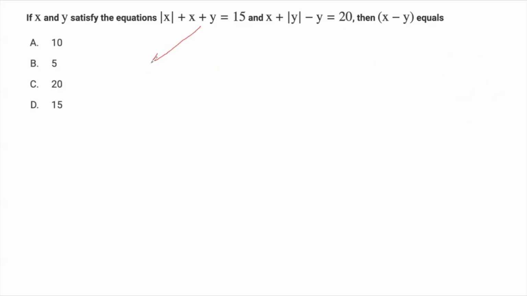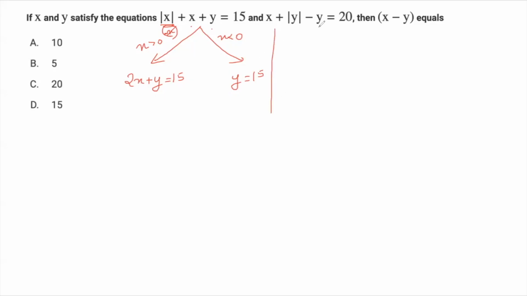We focus on the first equation right now. It says |x| + y is 15. So we take two possibilities here: when x is greater than 0 and when x is less than 0. If x is greater than 0, |x| will be equal to x only. So the equation will become x + x + y is 15, or 2x + y is equal to 15. Whereas if x was less than 0, |x| would be equal to minus of x. So minus of x plus x would cancel out and simply give you y is equal to 15. So the first equation gives you two possibilities: 2x + y is 15 when x is positive and y is 15 when x is negative.